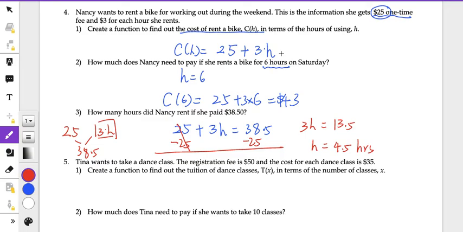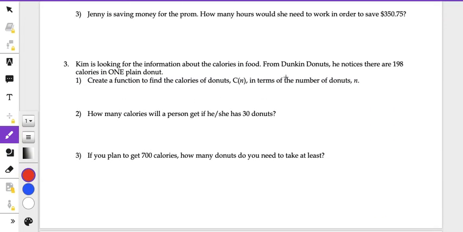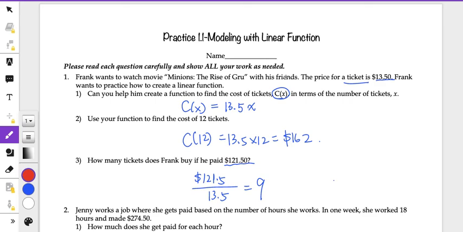Okay, so we just used these two questions to talk about how to model real-life situations using linear functions.